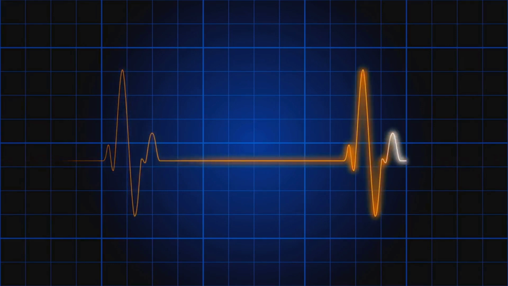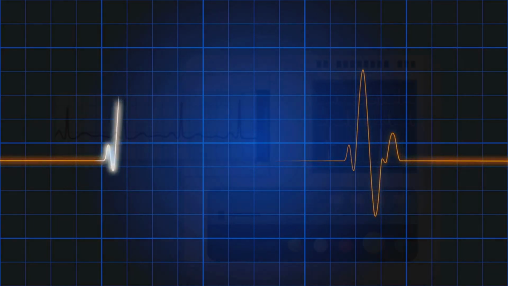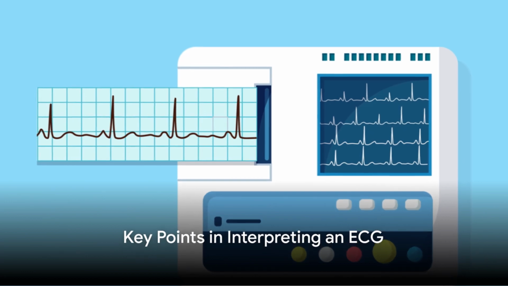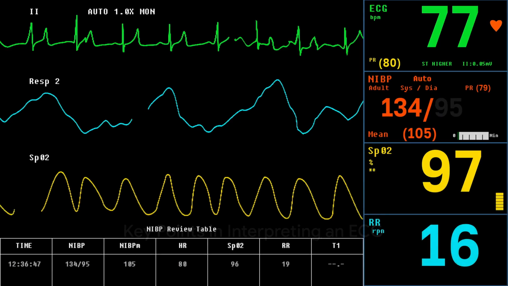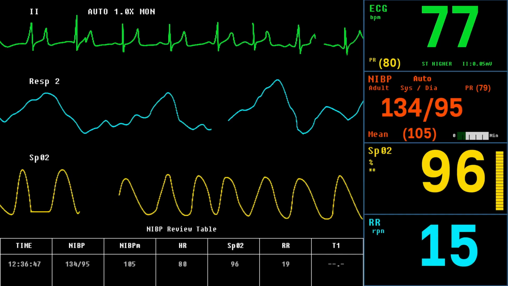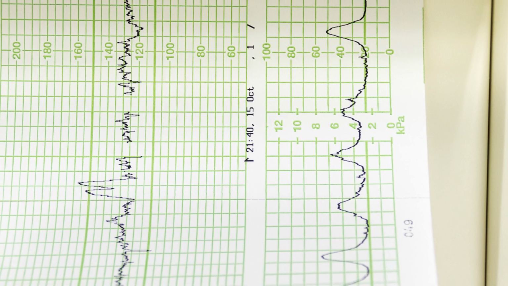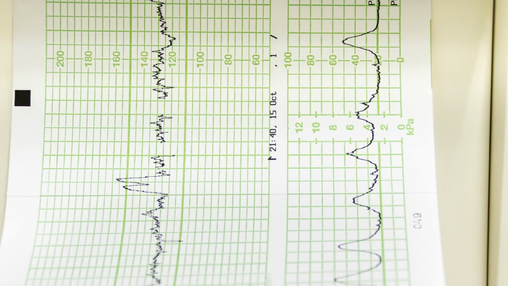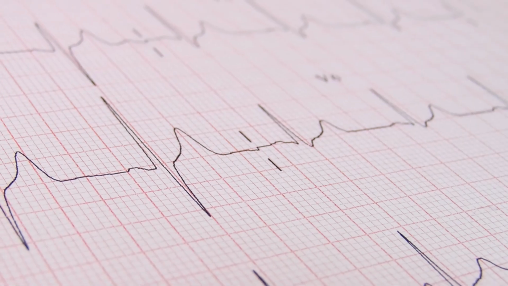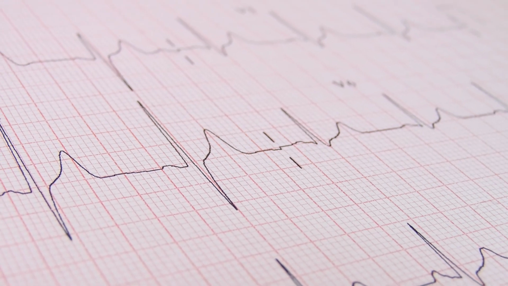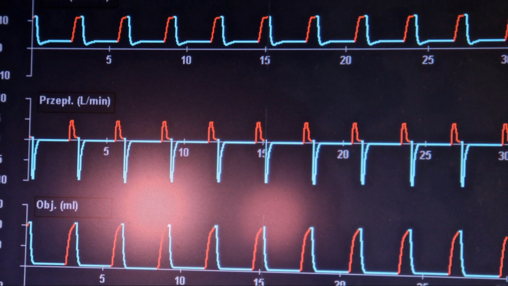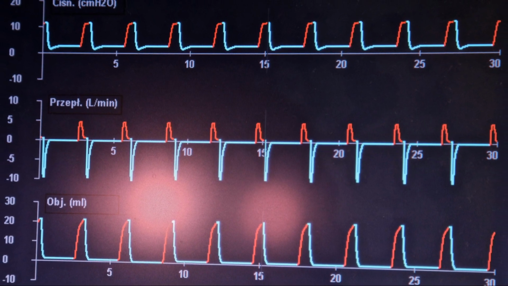There you have it, a step-by-step guide to interpreting an ECG. Remember, practice makes perfect when it comes to ECG interpretation. That's our mantra as we delve into the key points of this essential medical skill. Firstly, always start with the basics. Identify the rhythm, measure the heart rate, and assess the P waves, QRS complexes, and T waves. These steps form the foundation of any ECG interpretation.